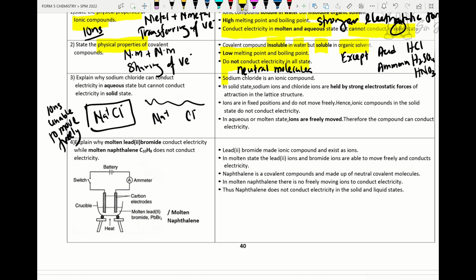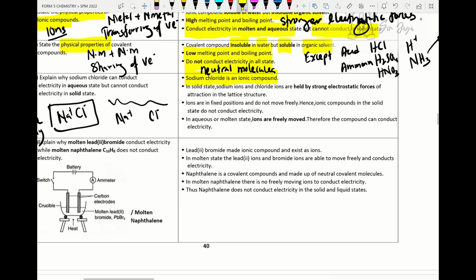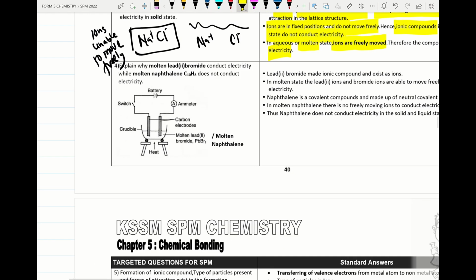So we need to explain that sodium chloride is an ionic compound. In solid state, the sodium ion and chloride ion are held together by stronger electrostatic forces of attraction in the lattice structure. The ions are fixed at their positions and do not move freely. Hence, ionic compound in solid state does not conduct electricity. However, in aqueous or molten state, the ions move freely. Therefore, they can conduct electricity. All right, so we move on to the next question.